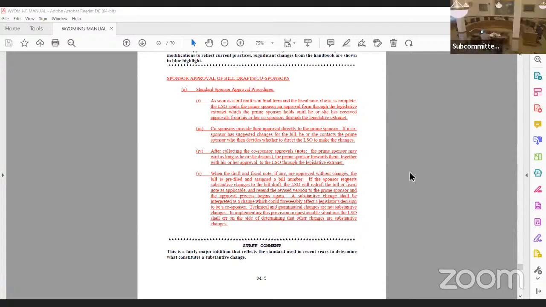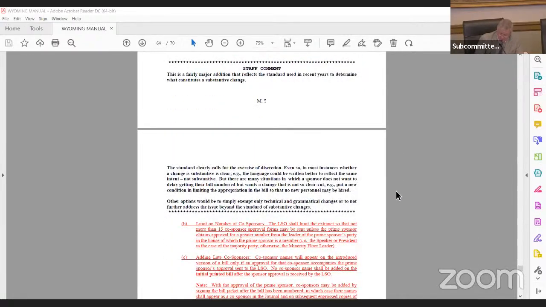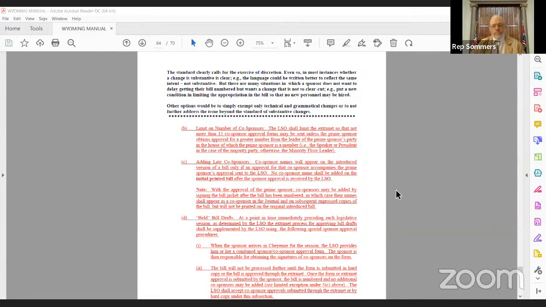Mr. Chairman, that's on the next page on M6, adding late co-sponsors. And you can do that. If you do it before it's been given a number, then they're on the bill. After it gets a number, you can actually still have them sign the bill jacket, and then they get on the bill if it passes the first house. But that provision is taken care of earlier.